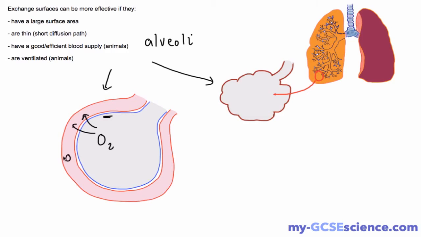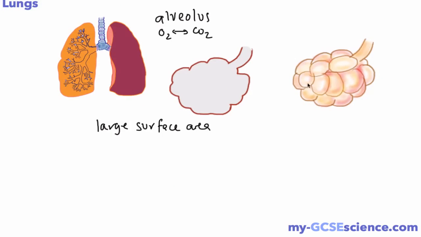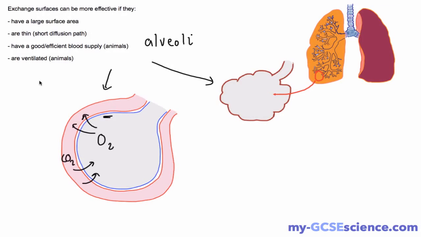Similarly, CO2 moving the opposite direction hasn't got very far to go at all. The third thing is having a good and efficient blood supply, as in animals, and we mentioned that over here when we had the capillaries covering the alveolus there. And the last thing here is that they are ventilated.